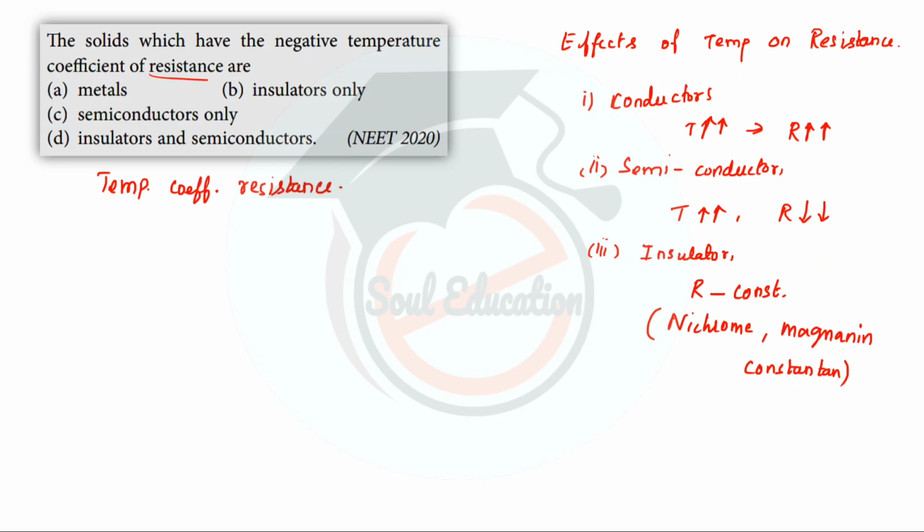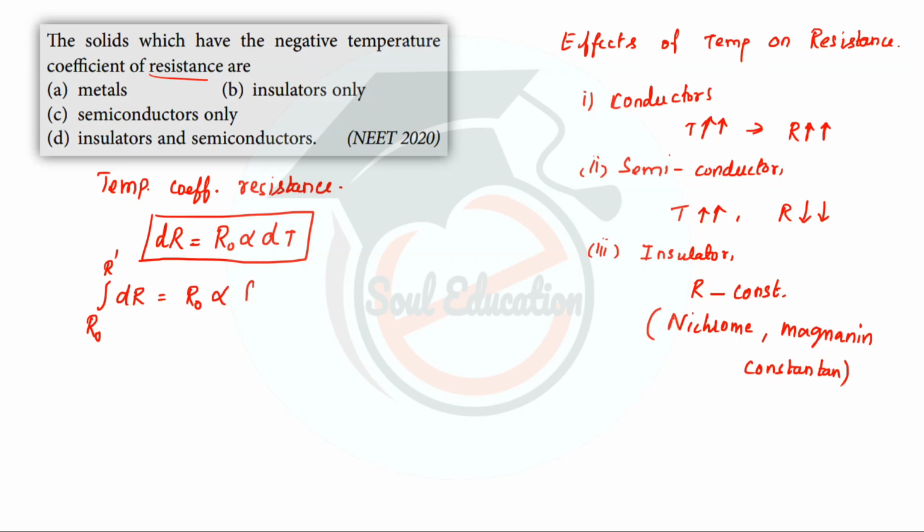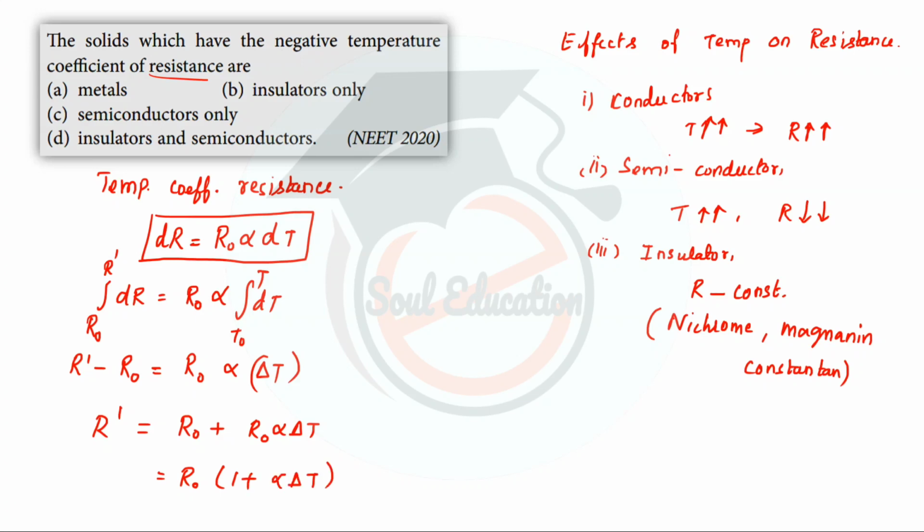The basic formula: change in resistance dR is equal to R naught into alpha into del T. Remember this form. This del T is nothing but dT. This is a very basic formula. Now if you integrate on both sides, from initial resistance R to final resistance R dash of dR, equal to R naught alpha times the integral of dT from initial temperature T0 to final temperature T. So R dash minus R naught equals R naught alpha del T, or dT, keep whichever you want. So my R dash equals R naught plus R naught alpha del T, which is R naught times (1 plus alpha del T). This is my final resistance.